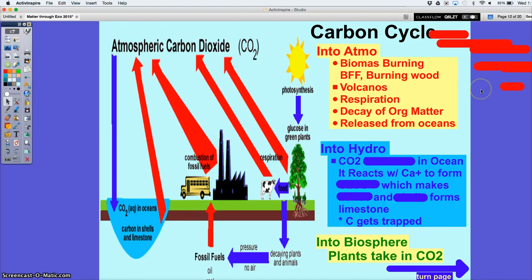Okay. Now, into the hydrosphere. CO2 actually can dissolve straight into the ocean, so the ocean absorbs a lot of CO2. When it's in the ocean, it's considered almost like getting trapped. The carbon that's naturally cycled throughout the biosphere kind of gets trapped because CO2 will react with calcium and form calcium carbonate. And you have to know that. CO2 plus calcium produces calcium carbonate.